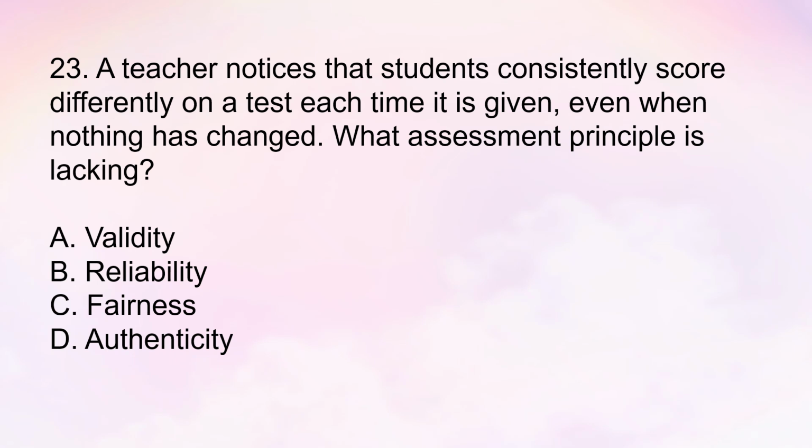Number 23, a teacher notices that students consistently score differently on a test each time it is given, even when nothing has changed. What assessment principle is lacking? Letter A, validity. Letter B, reliability. Letter C, fairness. Or letter D, authenticity.